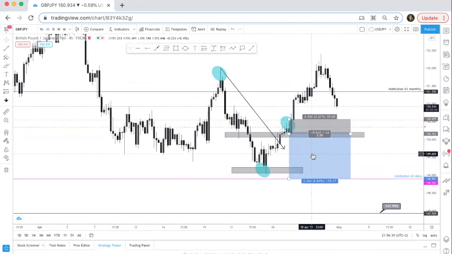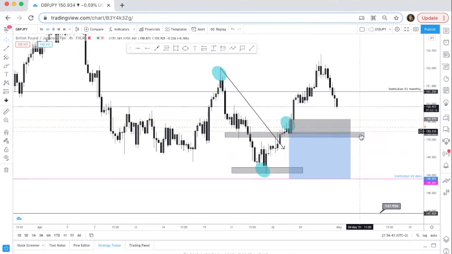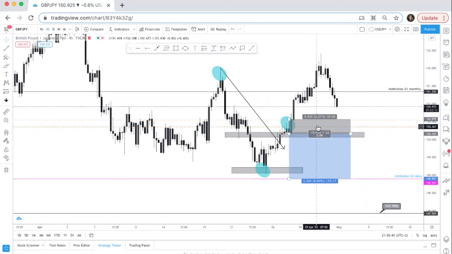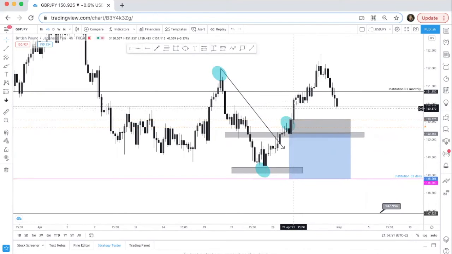At this point, my bias then changed, and I was waiting for a pullback. As you can see, I've got my alert set right here. I was waiting for a pullback to enter to continue up, but as you can see, we didn't get a retest, and price continued all the way up. I missed this. This was a small loss, nothing big.